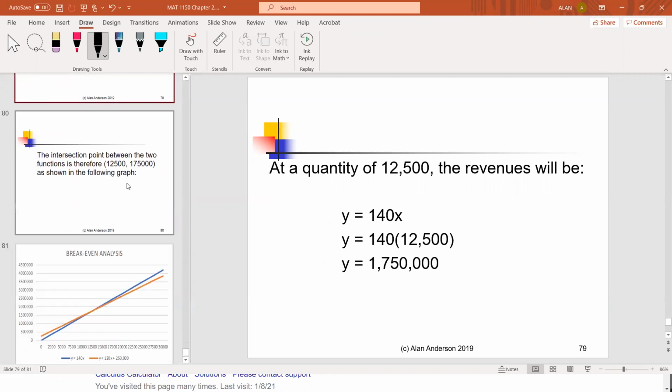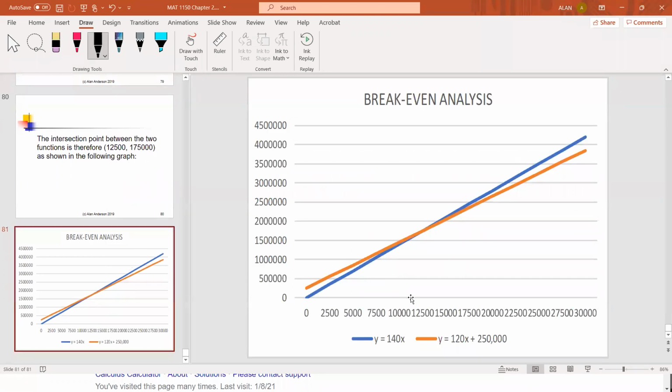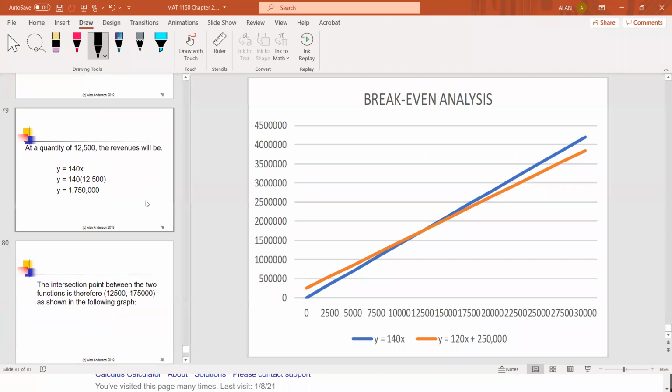Now I went ahead and graphed. Now again, this is Excel. Maybe we'll do this in Symbolab. It doesn't look so great, but you can see that they do intersect when y is 175,000. All right, let's do this.